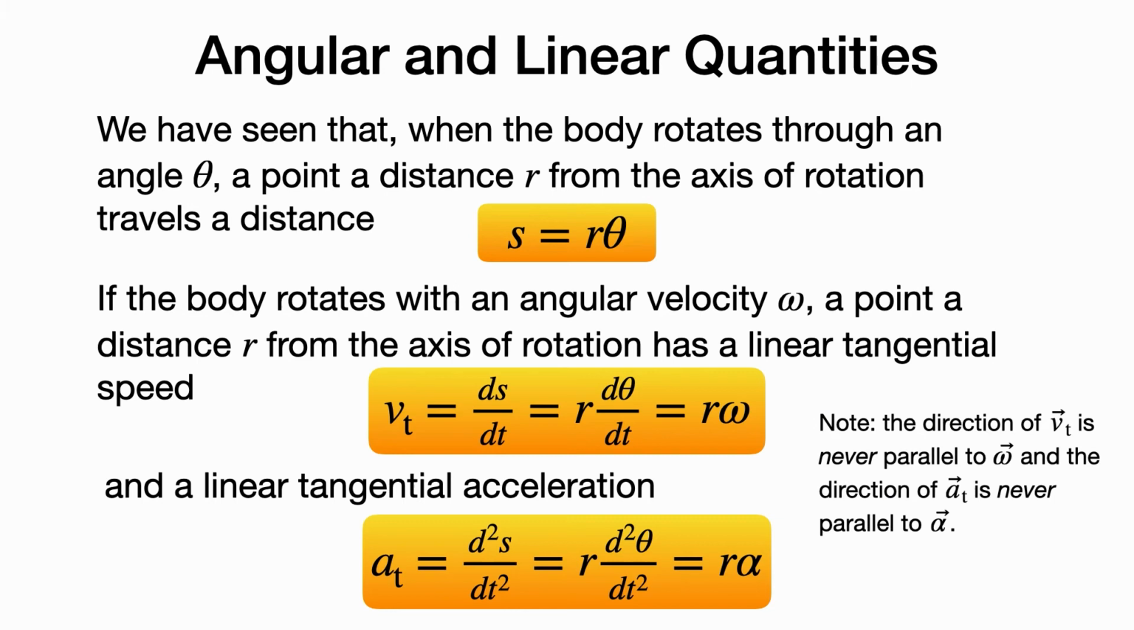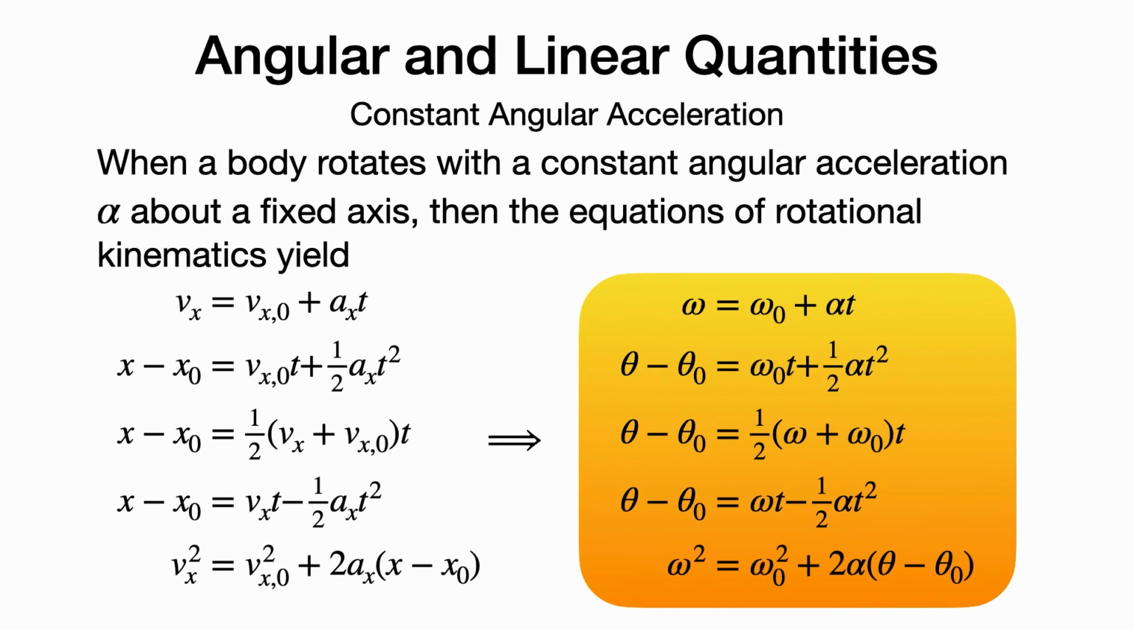It's interesting to note that the direction of the tangential linear speed and the angular velocity are never parallel to each other. Similarly, the direction of the linear tangential acceleration is never parallel to the angular acceleration. Now, when we consider a body that is rotating with a constant angular acceleration about a fixed axis, we find that the equations for rotational kinematics are in direct analogy with those for linear motion under a constant acceleration. Each equation has a direct counterpart where acceleration is replaced by angular acceleration, velocity with angular velocity, and position with rotational position. Let's consider an example.